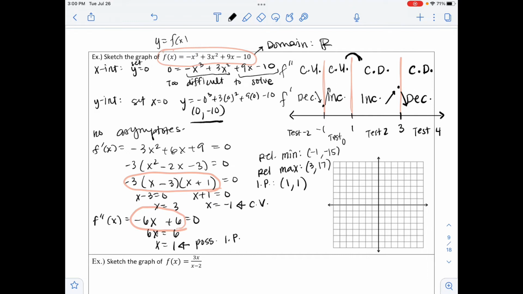And since our values are so large on our y, I'm going to count every 2 boxes by 5. So negative 5, negative 10, negative 15. And we have 5, 10, and 15. So again, do the best you can. So the first one that we have is negative 1, negative 15, and that's my relative min. My relative max occurs at 3, 17.